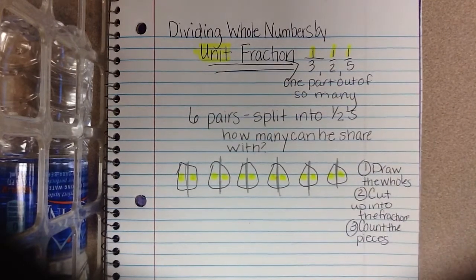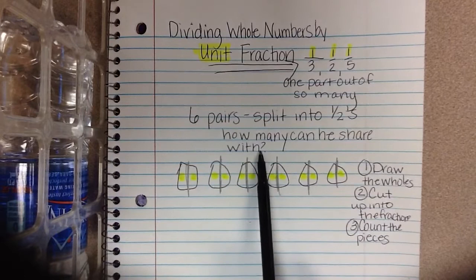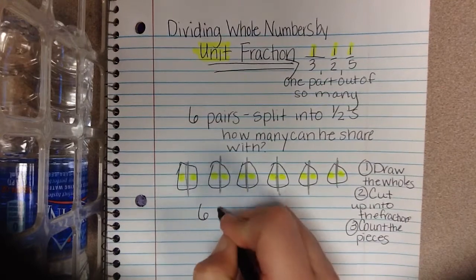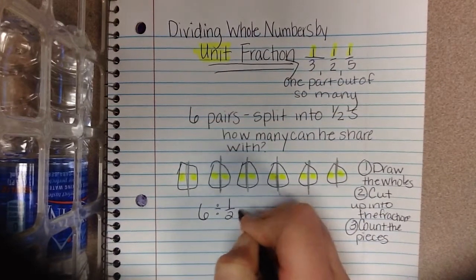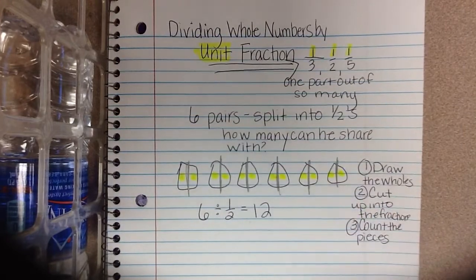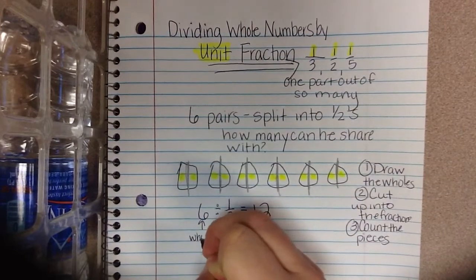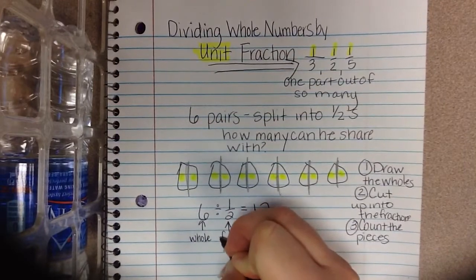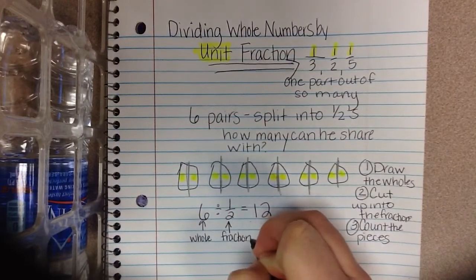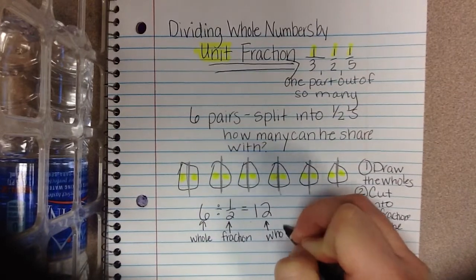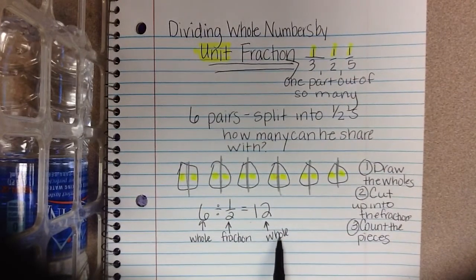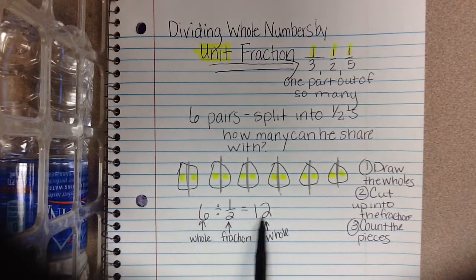That's all I have to do. So how many can he share with? Can he share with like a fraction of friends? No, he needs a whole number. So 6 divided by a half equals 12. So we had a whole, we had a fraction, then we had a whole. So what's this pattern? Whole divided by fraction equals whole. Can we find a pattern with the numbers? There's so many patterns in these problems that will make you be able to figure these out so easily. Think about the patterns.